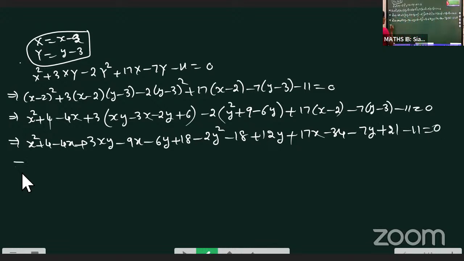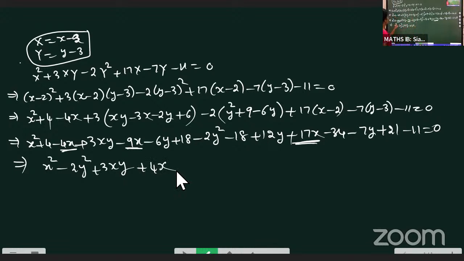Write in order. First the x square term: there is only one x square. Next the y square term, minus 2y square. Then the xy term, plus 3xy. Next check the x terms: minus 4x minus 9x is minus 13x, minus 13x plus 17x is plus 4x.